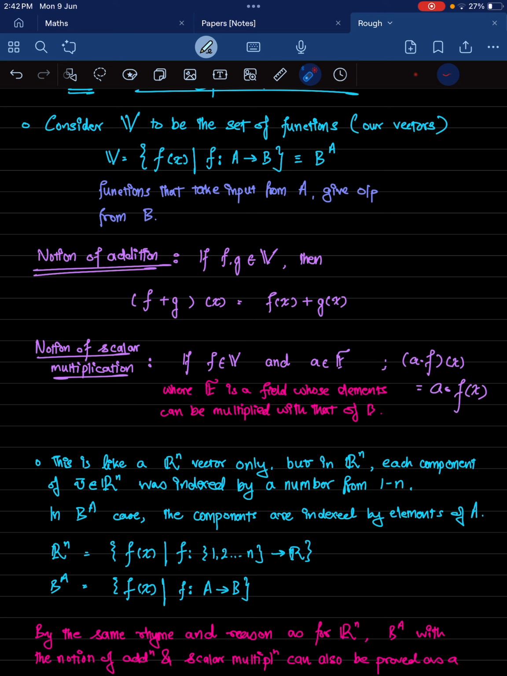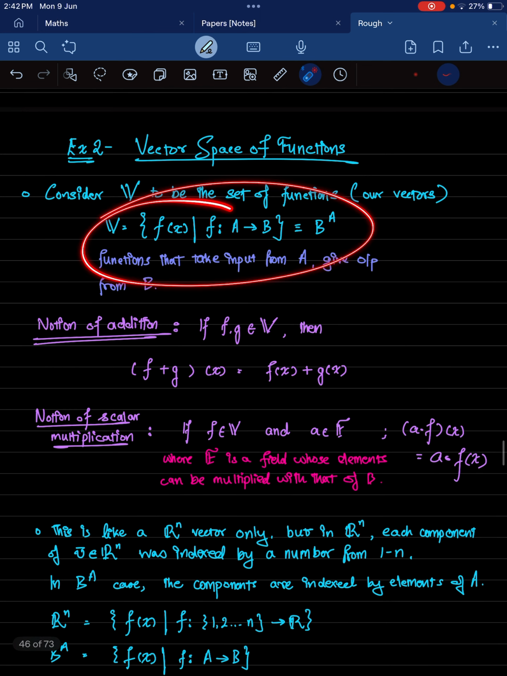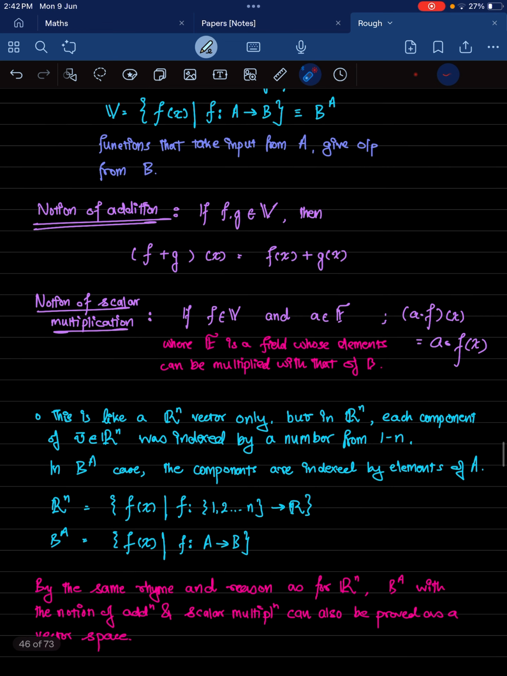So what I'm trying to say is, I don't exactly need to prove all over again that the set of functions that maps from A to B is a vector space. I don't need to prove that. I've already proven it for real vectors, in which the indexing set was 1, 2, 3 all the way to n. In this case the indexing set is the real numbers, but the underlying core concept is the same. Both of them are like vectors only. So the proofs will be similar, and with that I'll end this video.